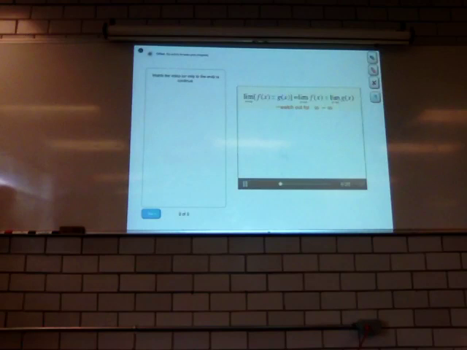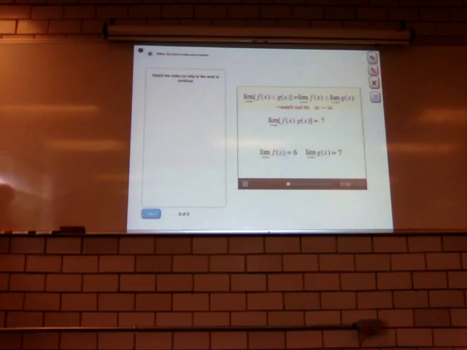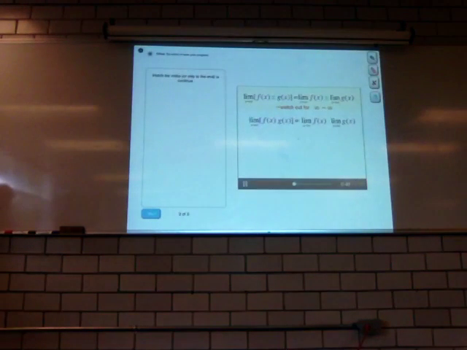Now let's figure out how to take limits when we're multiplying functions together. Suppose we had to take the limit of f times g, like this. Given that f approaches 6 and g approaches 7, do we know what f times g approaches? Sure enough, it's 42. Let's write it like this.